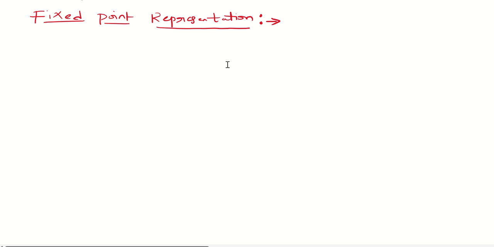Today I'm going to discuss fixed point representation. After that, I will discuss floating point representation.